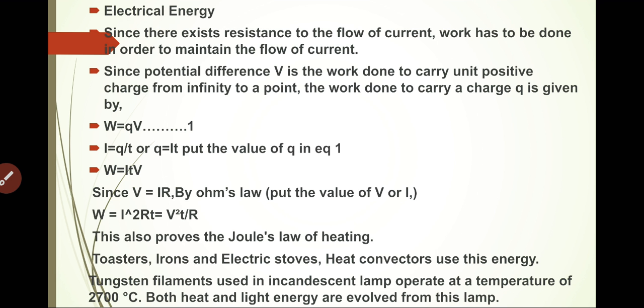Tungsten filament is a pure metal used in an incandescent lamp, which operates at a temperature of 2700 degrees centigrade. Both heat and light energy are evolved from this lamp.